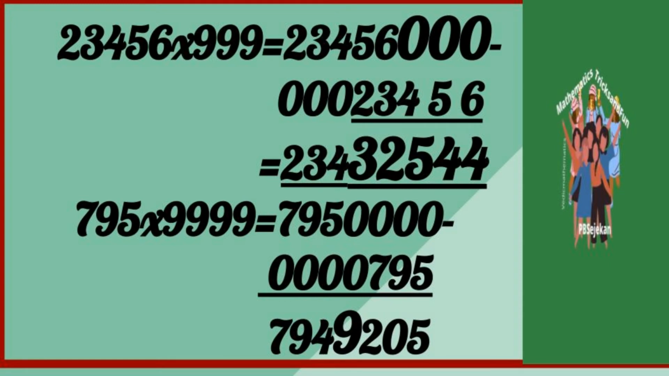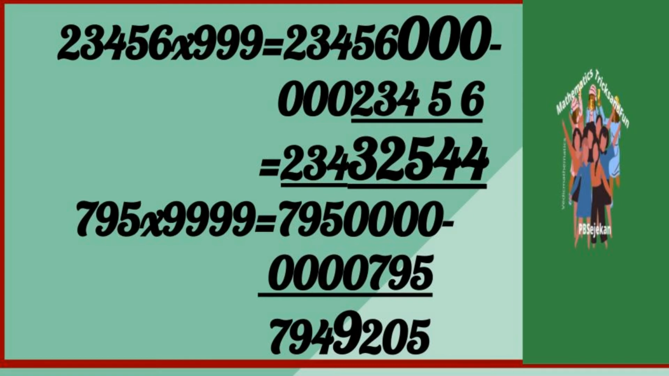Here, the multiplicand has 5 digits and multiplier has 3 9s. So, multiply 23456 by 1000 and subtract once 23456 from the total. The answer is 23432544.